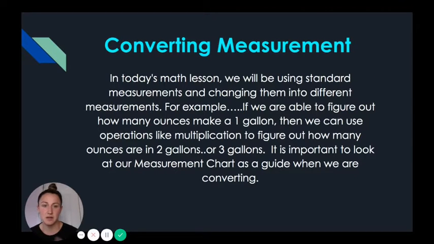So in our lesson, we'll be using our standard measurements and changing them into different measurements. For example, if we were figuring out how many ounces make a gallon, once we know that standard unit of measure, we can then figure out how many ounces are in 2 gallons or 3 gallons. But it's really important for us to figure out what those standard units of measure are, so we have a starting point to move forward when converting measurements.